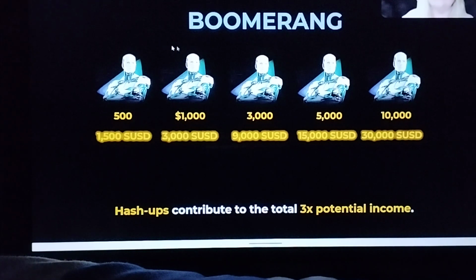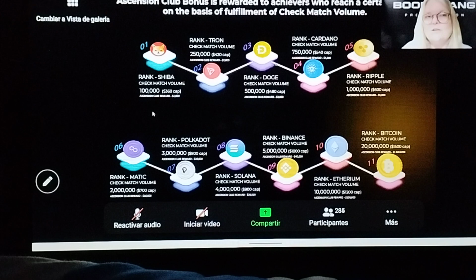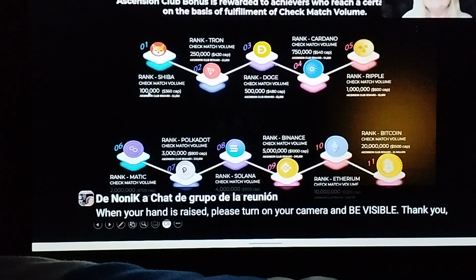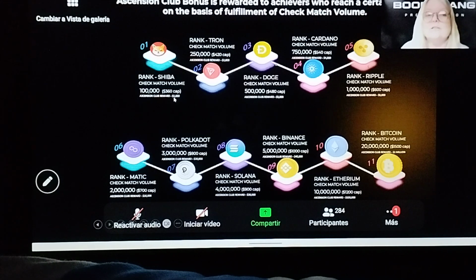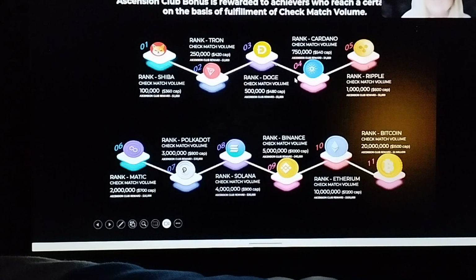And that is also why this Ascension Club is so great. Ascension Club is a reward for the teams. The first rank you can strive for is the rank of Shiba. And Shiba means 100,000 matching on the left and on the right. It gives you an increased daily cap from 300 to 360, and it also gives you an Ascension Club reward of $1,000. And the $1,000 you get in Shiba coins, which is really nice because what you're doing in this journey is you're building up also a portfolio of coins. The second rank is Tron, which has a check match bonus of $250,000.